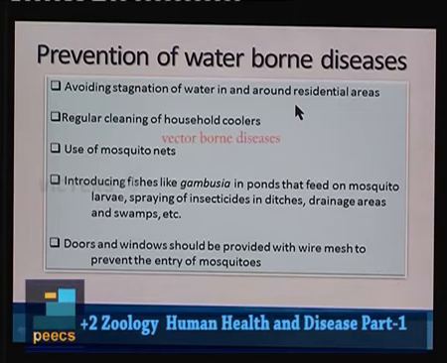How can we prevent vector-borne diseases? Vector-borne diseases can be prevented by avoiding stagnation of water in and around residential areas, regular cleaning of household coolers, use of mosquito nets, introducing fishes like gambusia in ponds that feed on mosquito larvae, spraying of insecticides in ditches, drainage areas and swamps, etc. And also we can keep our doors and windows provided with wire mesh in order to avoid the entry of mosquitoes, which usually act as vectors. So, vector-borne diseases can be avoided by these measures.